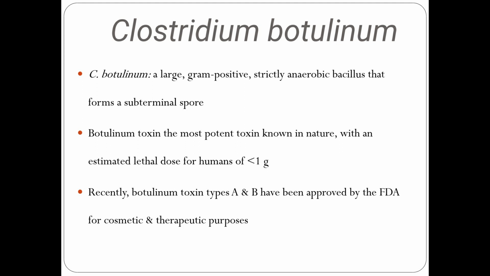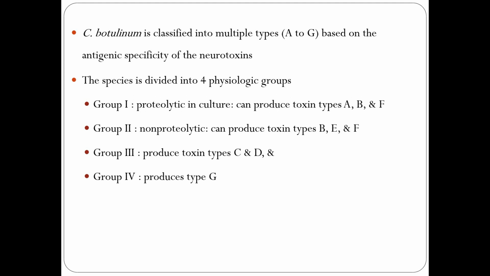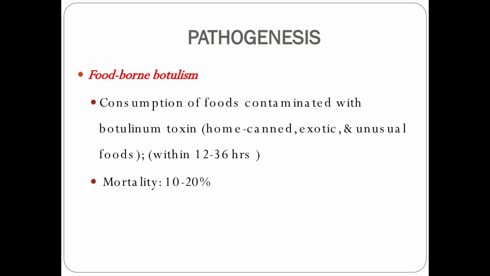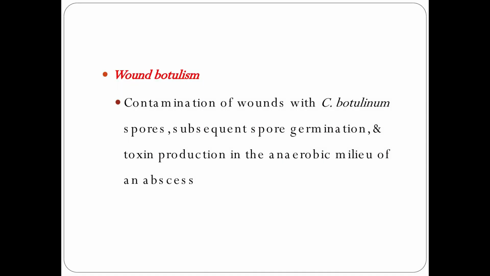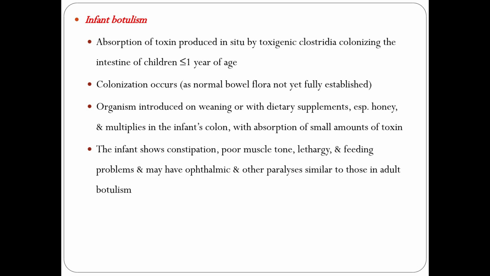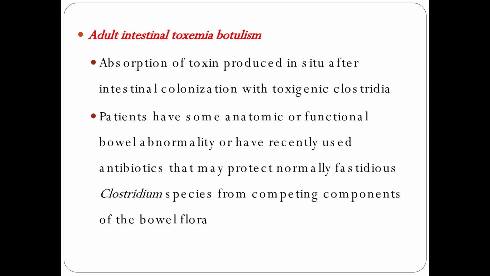Actually, botulism is a rare disease that occurs naturally as 4 syndromes. Foodborne illness due to ingestion of toxins. Wound infection due to wound colonization by toxigenic Clostridia with in situ toxin production. Infant botulism due to colonization of the infant intestine by the toxigenic Clostridia with in situ toxin production. And adult intestinal toxemia, a rare form of colonization with similarity to infant botulism.